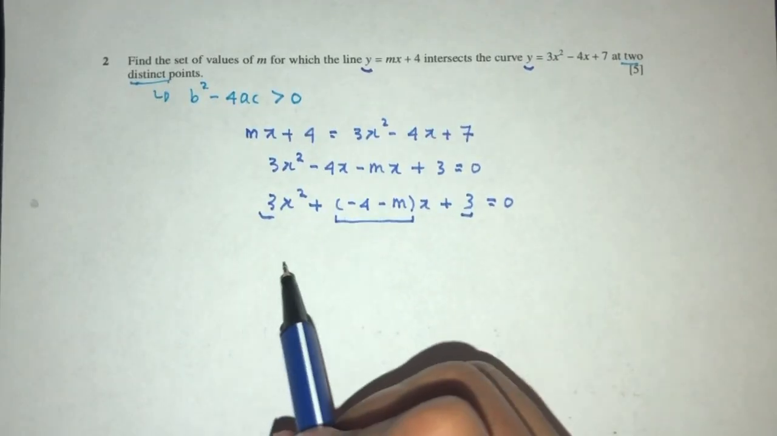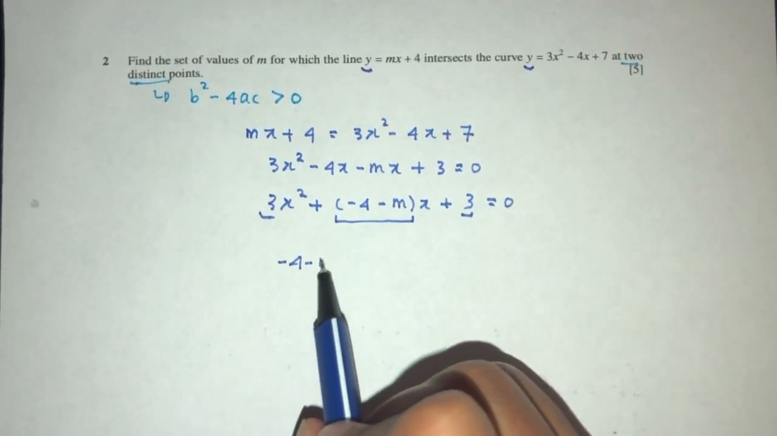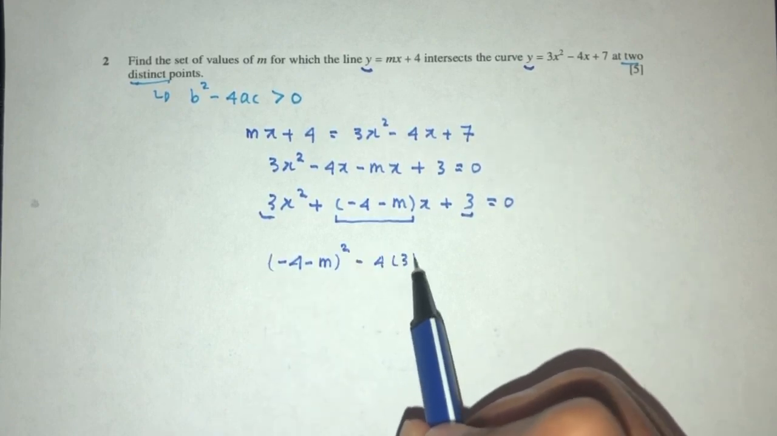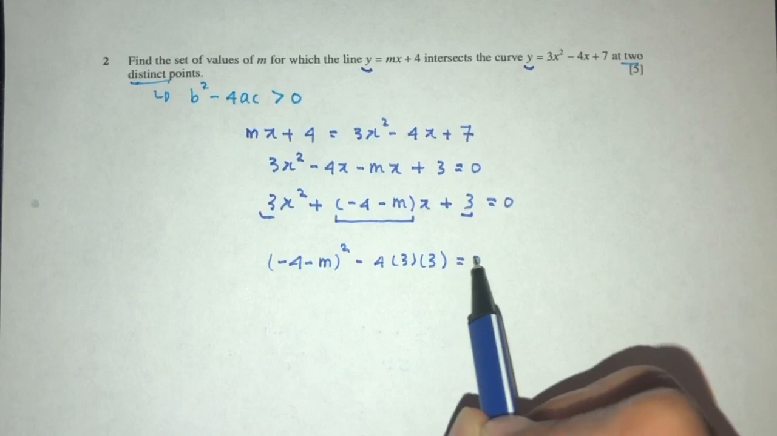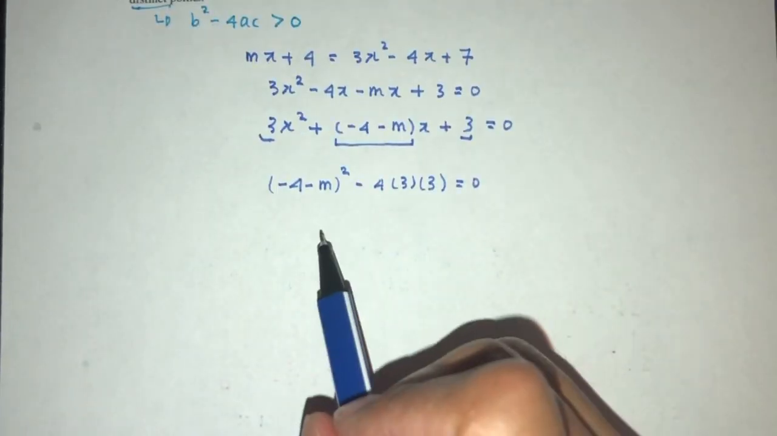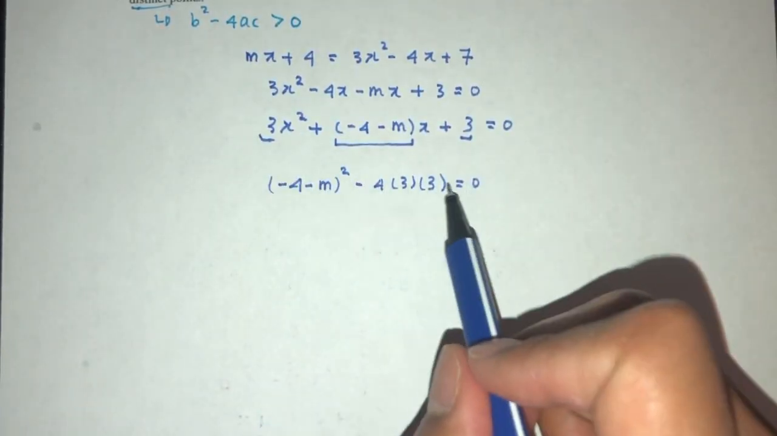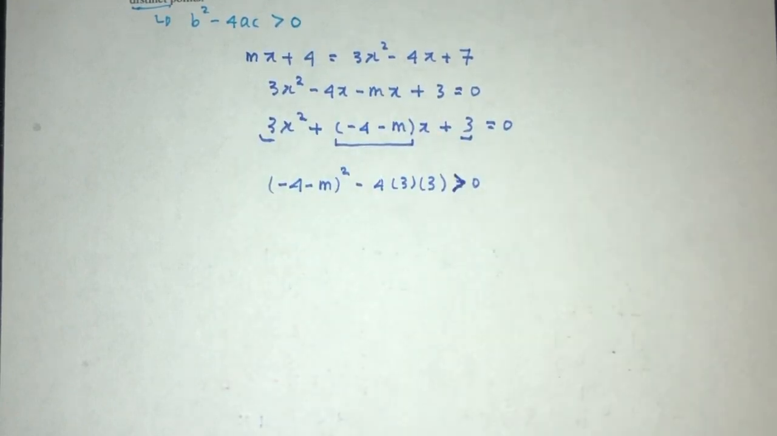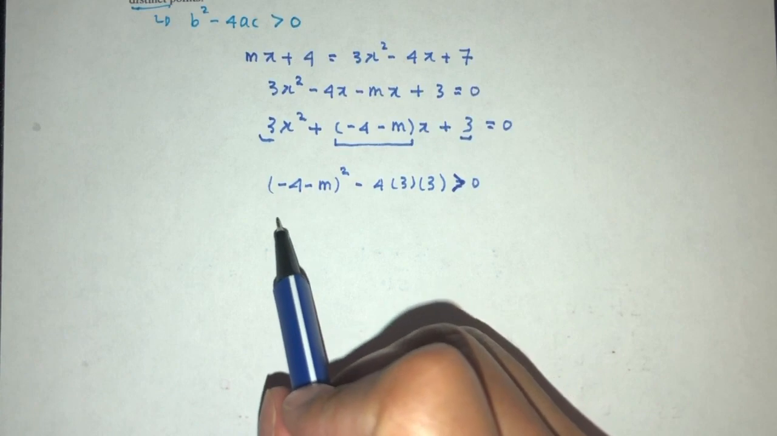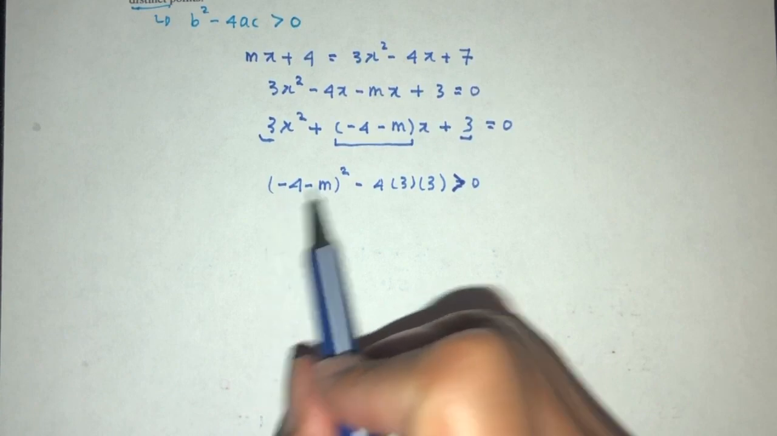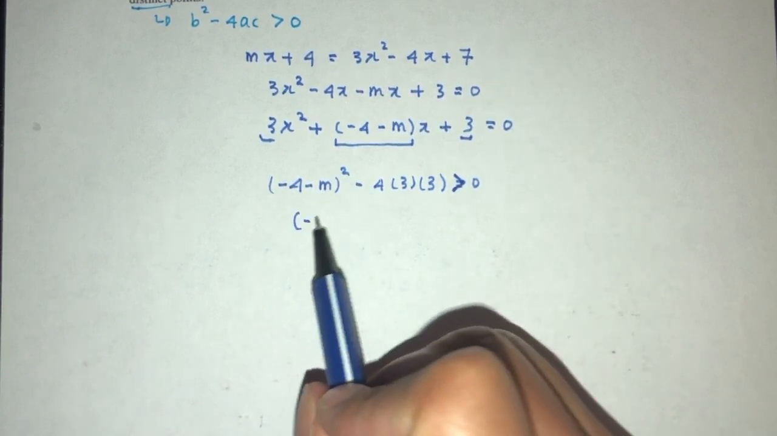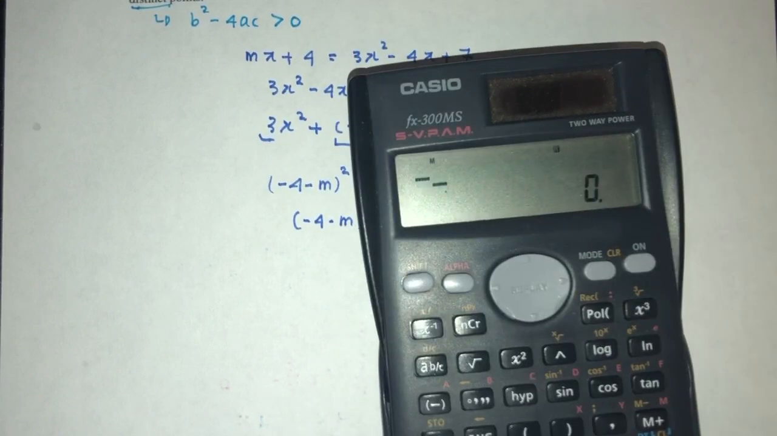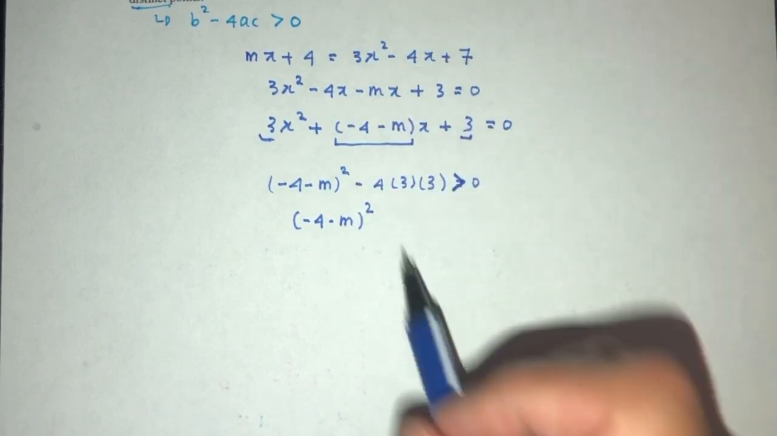So b squared will be what? Minus 4 minus m, squared, minus 4 times a times c. Of course, here b squared minus 4ac needs to be more than 0. Okay, now let's simplify. We can just leave it like this for now. That will be minus 4 minus m, squared. So what is minus 4 times 3 times 3? That should be minus 36.